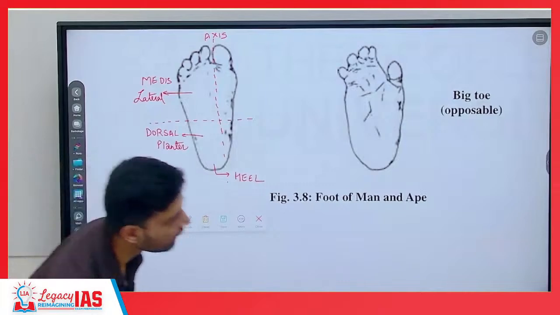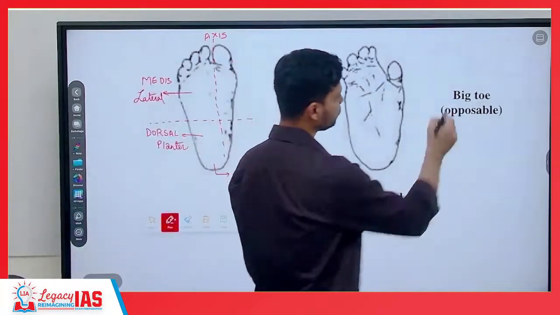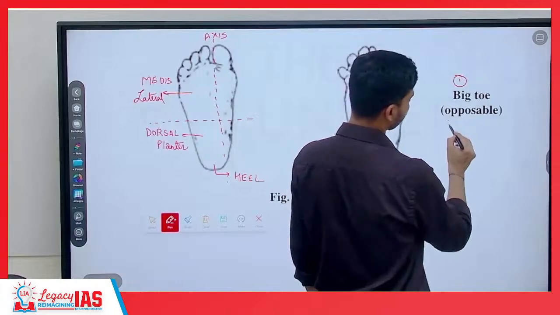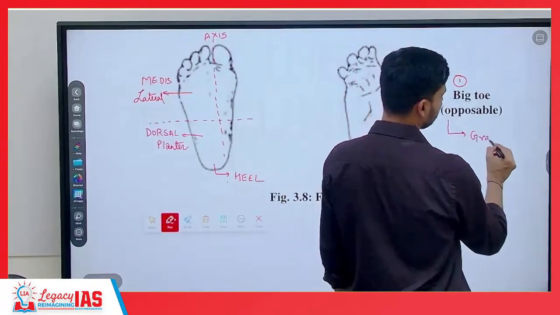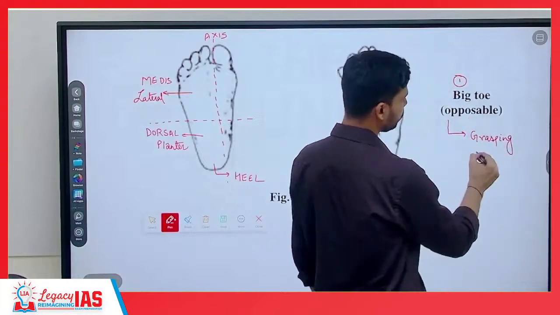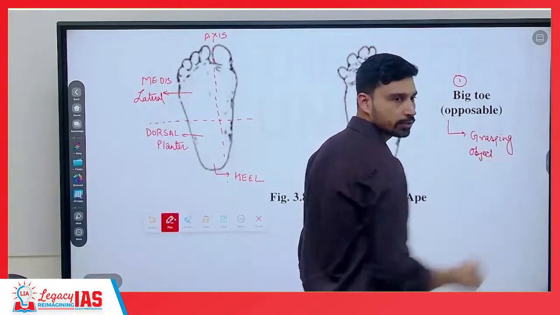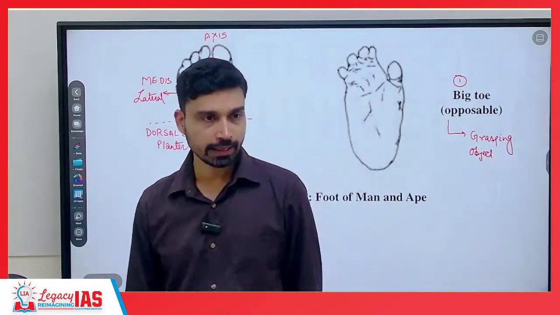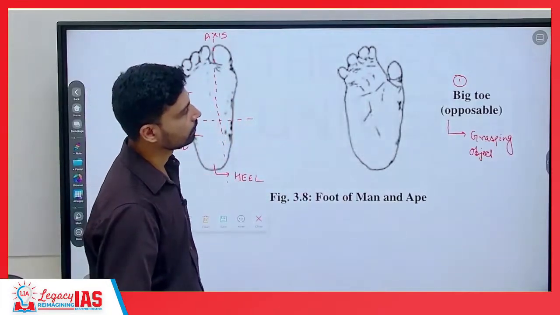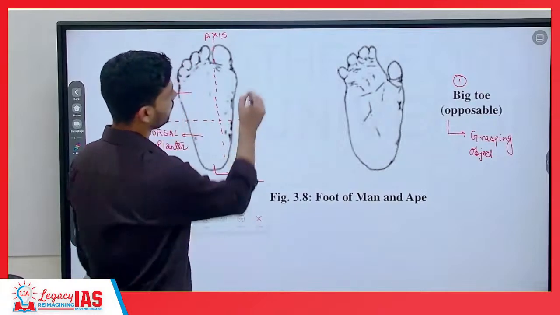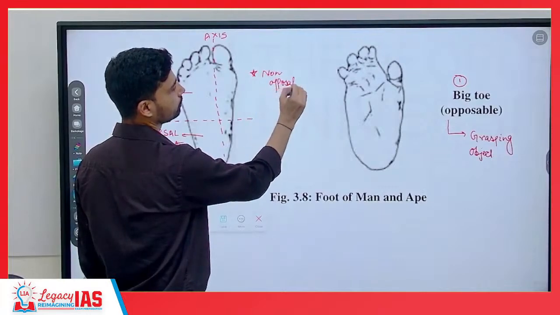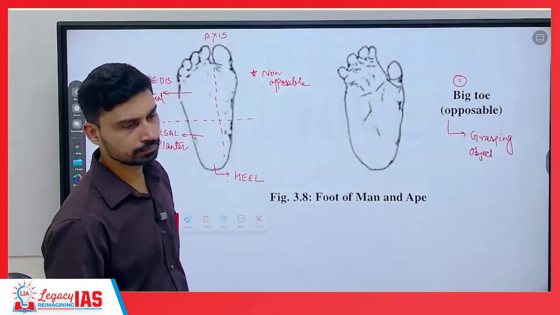So three differences we can identify in the foot of man and ape. First is already written here. In the ape, the big toe is opposable. And what is the advantage of this? The apes can use both hands as well as feet for grasping objects. That is why if they are hanging from a tree, they can hang using both their hands and feet. So, for grasping objects. In man, the big toe is non-opposable.